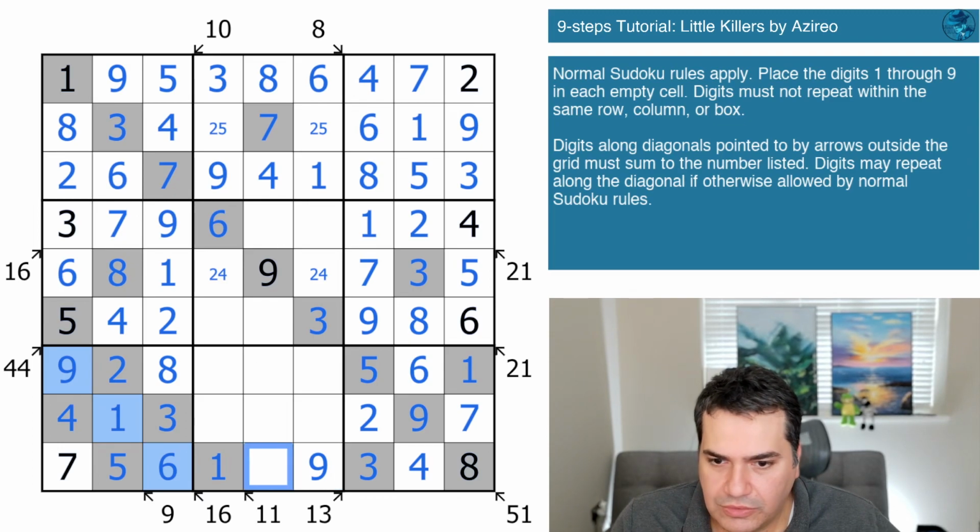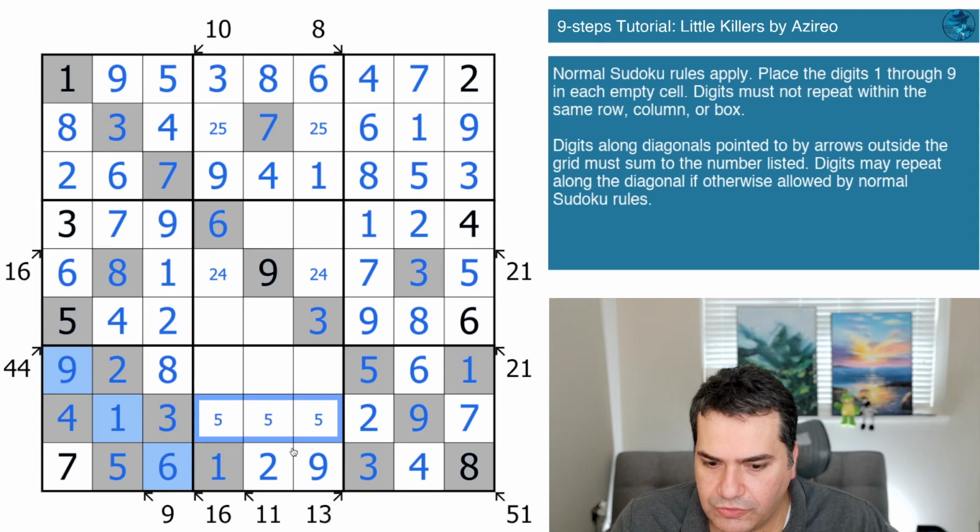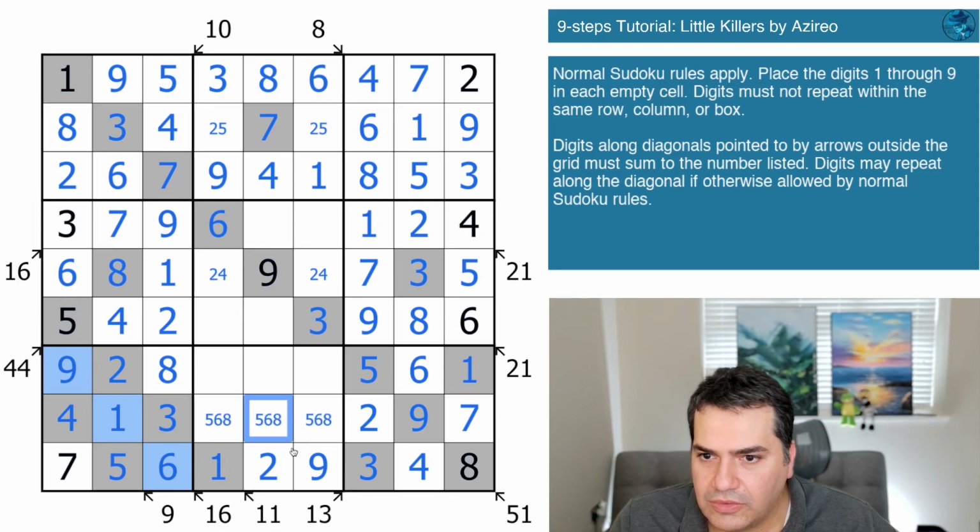Right, last digit in the row. We need a 2. I'm getting a bit lazy. I'm just gonna pencil mark all the options now. So we've got 5, 6, and 8. And just quickly clean it up. These 2 are not 6. This is the 6, 5, and 8.